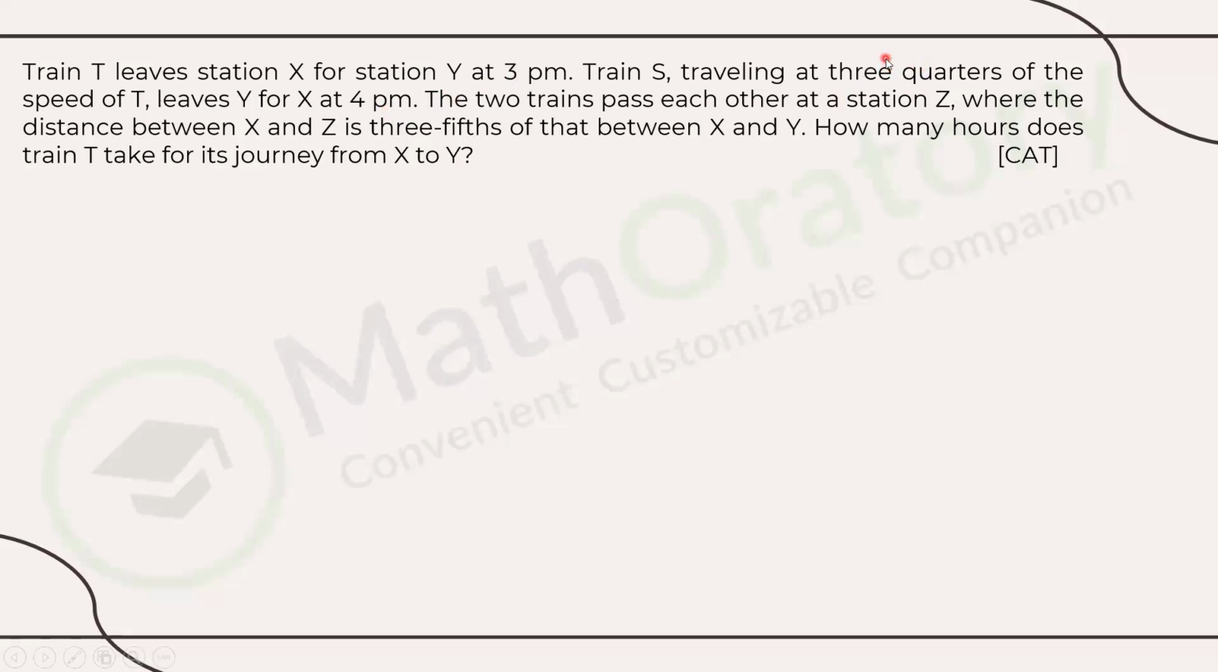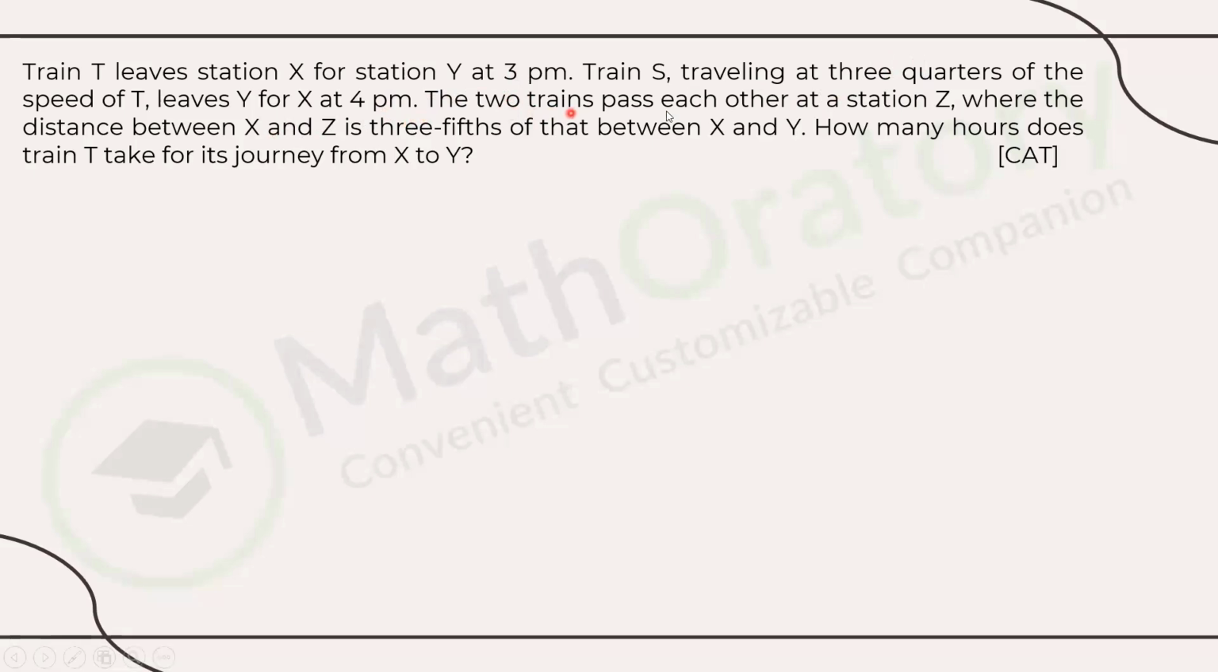So when you are registering what information is given, you may not look at the exact data, 3 p.m. or 4 p.m., to begin with, but you should understand what type of information is given. We know when train T leaves, we know when train S leaves, and we know the relationship between train S and train T's speed.